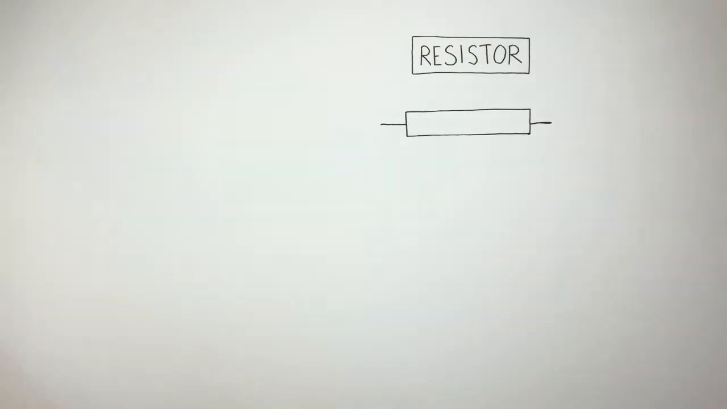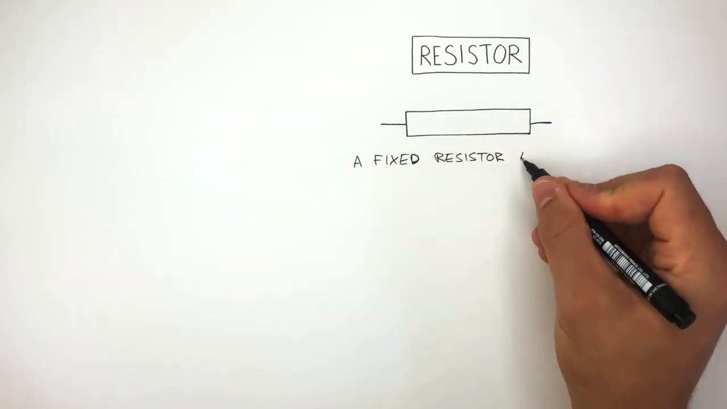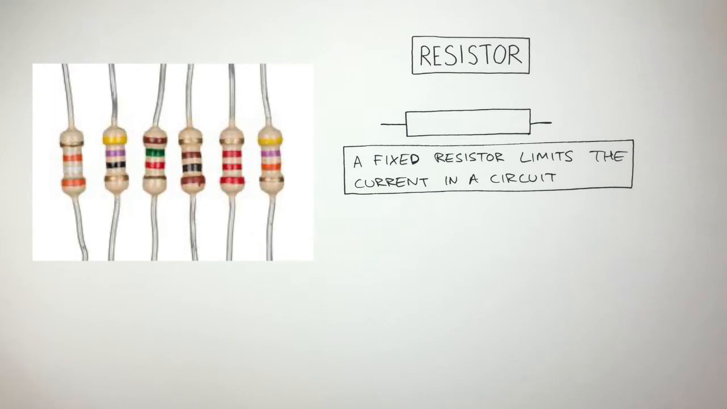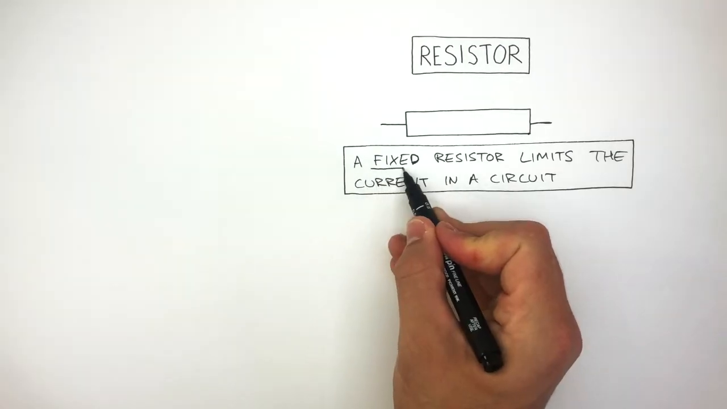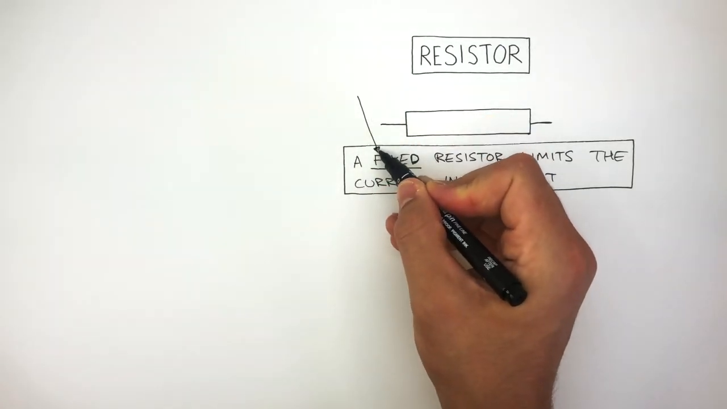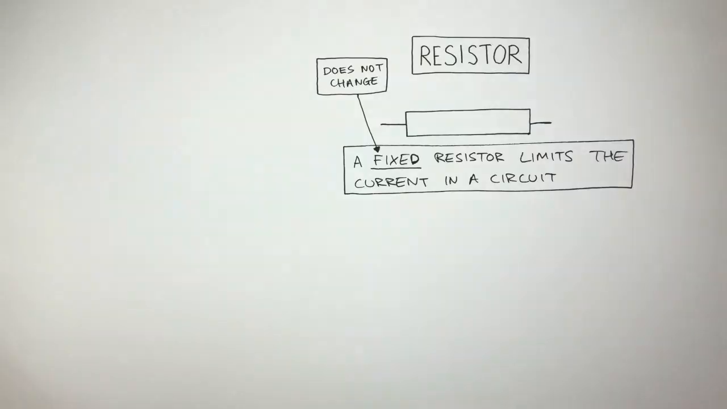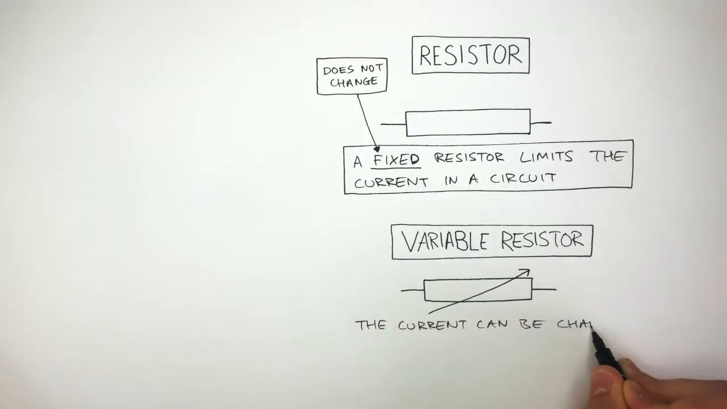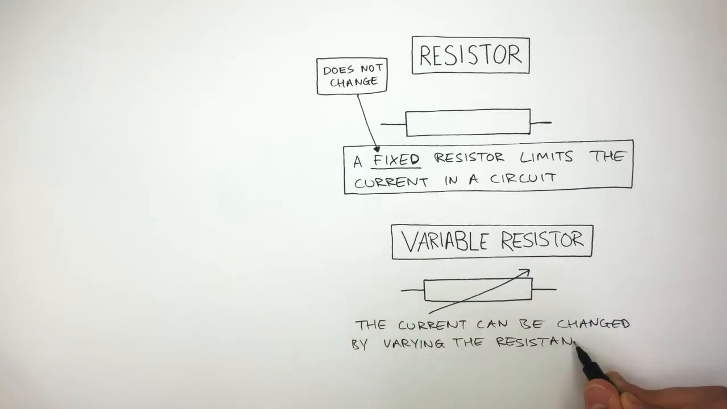A resistor has this symbol, and a fixed resistor limits the current in a circuit. That is the job of a resistor, and this is what a resistor looks like in real life. In fixed resistors, the resistance does not change, whereas in variable resistors, which have this symbol, the resistance can be changed. The current can be changed by varying the resistance.